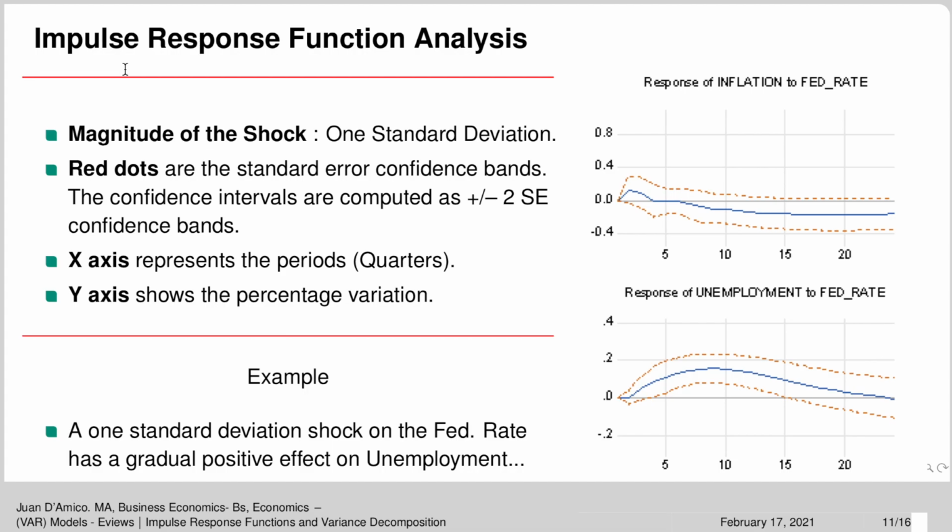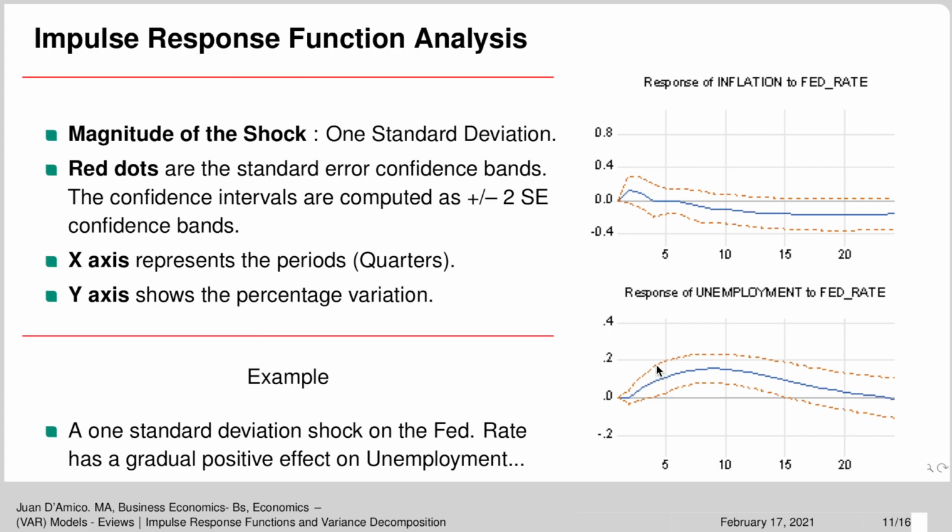Let's analyze the impulse response functions now with a bit more detail. The first thing that you should be wondering is what is the magnitude of the shock? And the magnitude of the shock is a one standard deviation shock. For example, when we are talking about a shock on the Fed rate, we are talking about a one standard deviation shock on unemployment. Then we have the red dots that are the standard error confidence bands. The confidence interval is computed as plus minus 2 standard error confidence band.